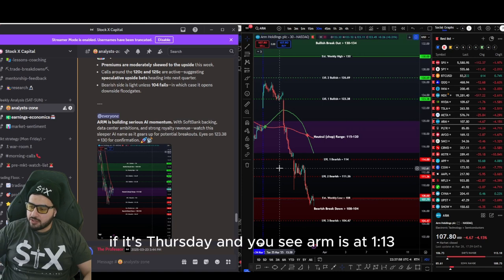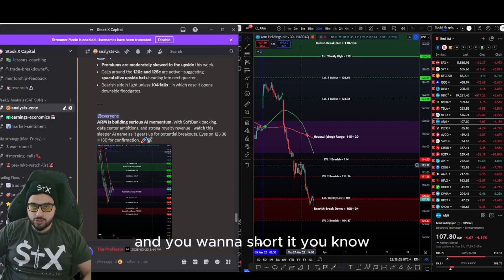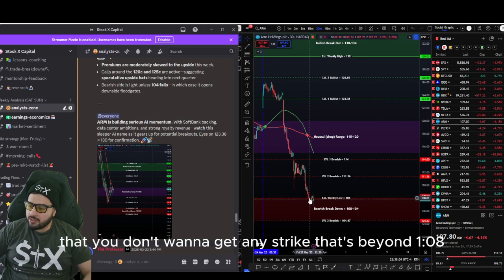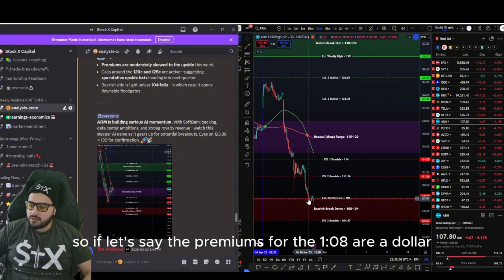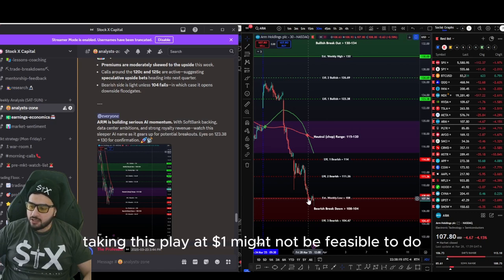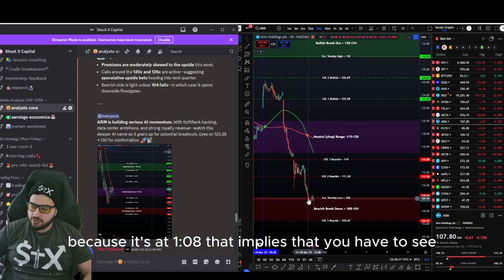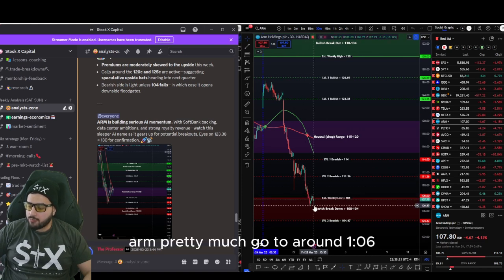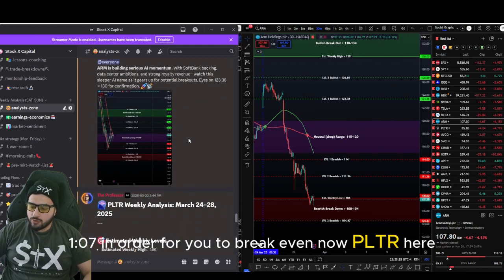So let's just say it's Thursday and you see ARM is at 113 and you want to short it, you know that you don't want to get any strike that's beyond 108. Okay, so let's just say the premiums for the 108 are $1, then you want to understand that taking this play at $1 might not be feasible because it's at 108. That implies that you have to see ARM pretty much go to around 106, 107 in order for you to break even.